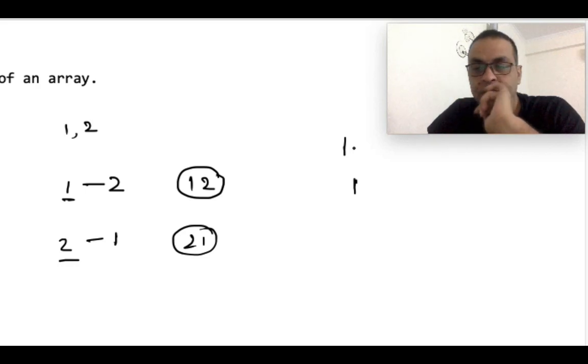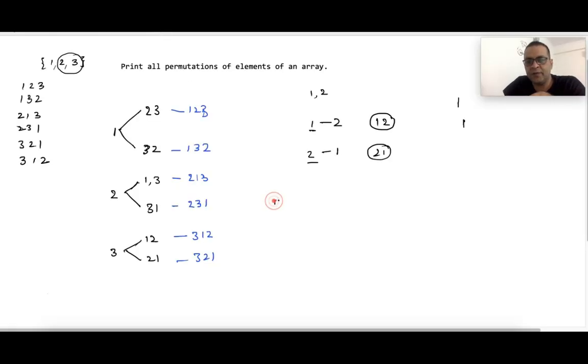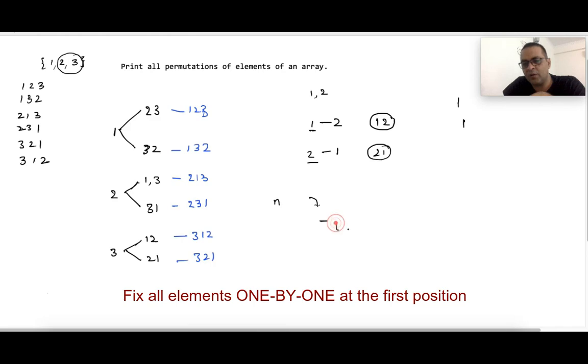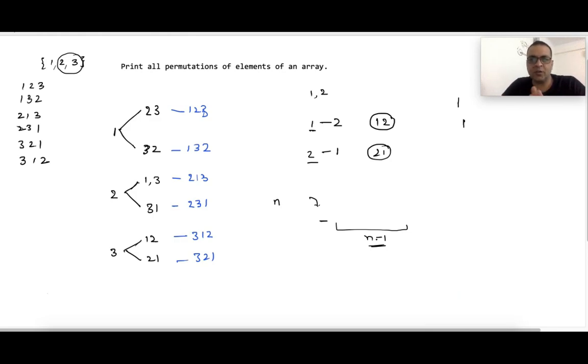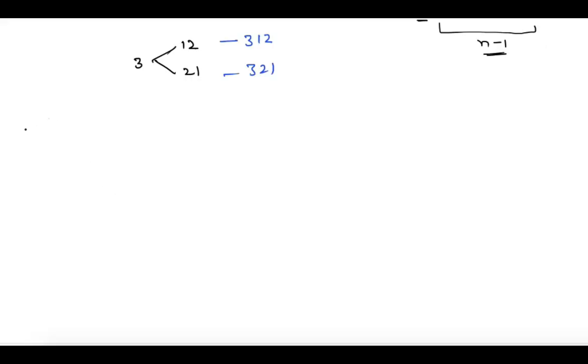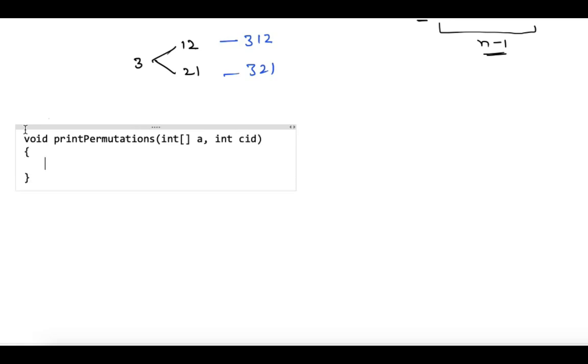If we have n elements, then what we are doing is at the first position we are fixing all the elements, and then we are calling for permutations of the rest of the n minus 1 elements, right? So this logic is basically recursive in itself. So let's say we have a signature like this, void printPermutations, and let's say this is the array A, and we have the current index. Let's say current index is CID. So CID represents the current index, right? Initially, when we call this function, the current index will be 0.